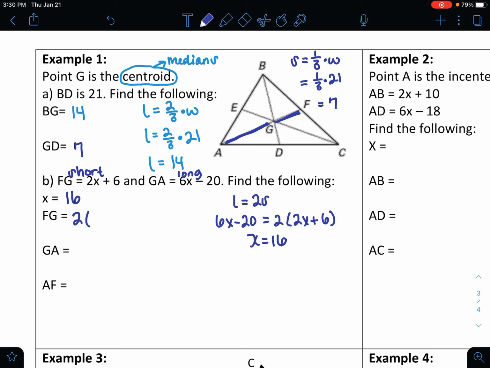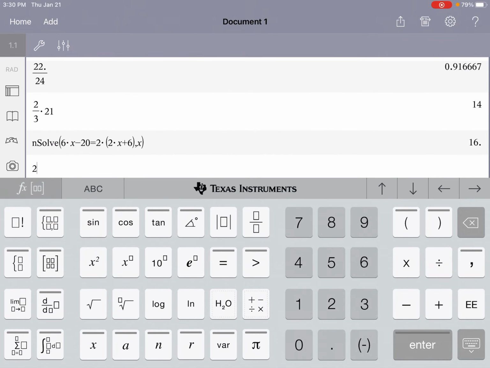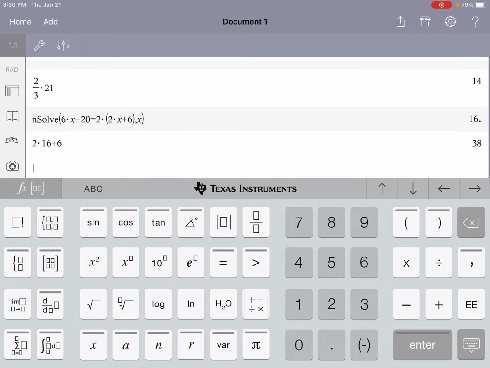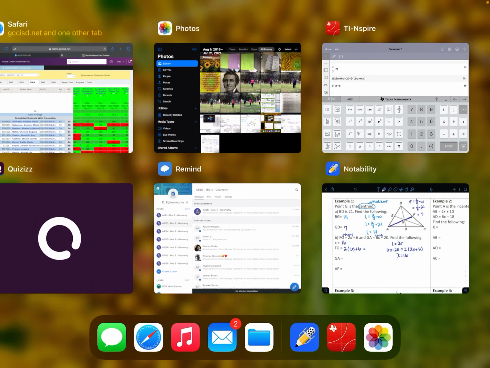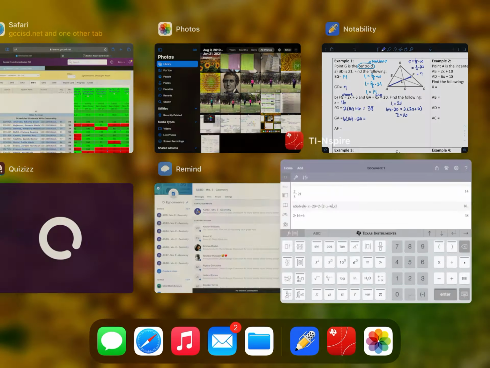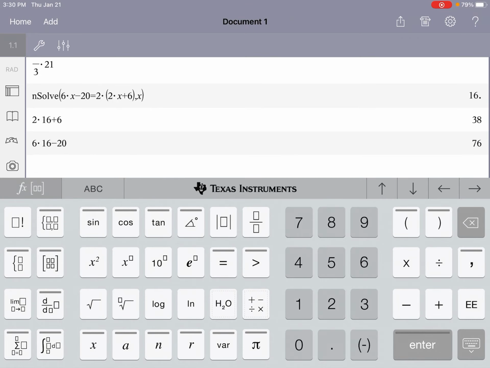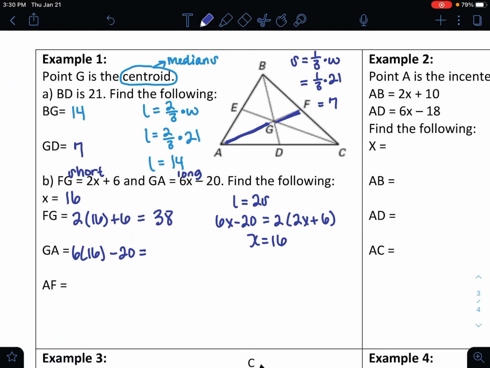So FG was 2x plus 6. So that's going to be 2 times 16 plus 6. So you can do that on your calculator. 2 times 16 plus 6, and that'll give you 38. And then for GA, we have 6 times 16 minus 20. And we get 76.